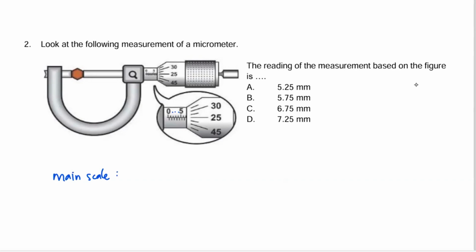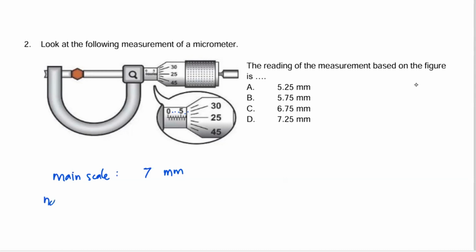If we see the reading here, the main scale reading is where the thimble scale stops. It's supposed to be 5, 6, 7. So the main scale stops at 7, and the 7 is 7 millimeter, as we know that the micrometer screw gauge reading is in millimeter.